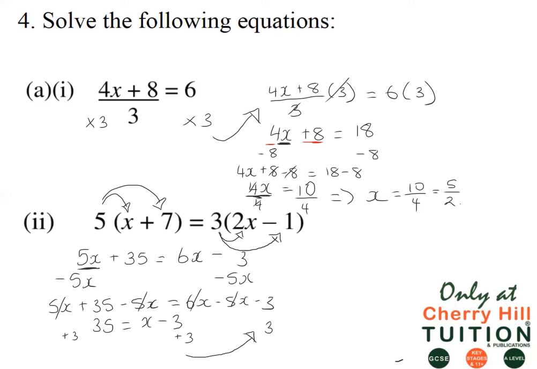Leaving us with 35 plus 3 is equal to x minus 3 plus 3. On the left-hand side, 35 plus 3 is 38. And on the right-hand side, the minus 3 and plus 3 cancel out, leaving us with x. So x is equal to 38, and that's your answer. Okay? Now, again, pause this video and try this question again on your own without looking at my working out to check if your answers are correct.